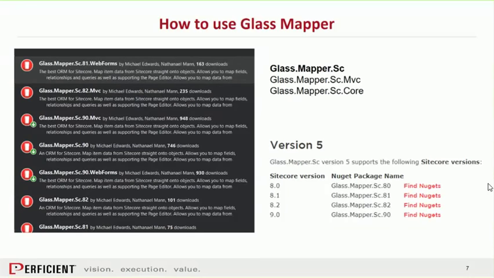So if you're developing in a Helix solution, I'm not sure how many of you are familiar with Helix, but if you are, you can download the main glass.mapper.sc package in the foundation layer of your Helix solution. Then just install core and MVC in other projects as needed in the other 2 layers. We will talk more about working with Helix specifically towards the end of the presentation. But for now, just know there are 3 packages and there are different versions of GlassMapper for different versions of Sitecore that you're working with. So that's the first big change brought in this new version.